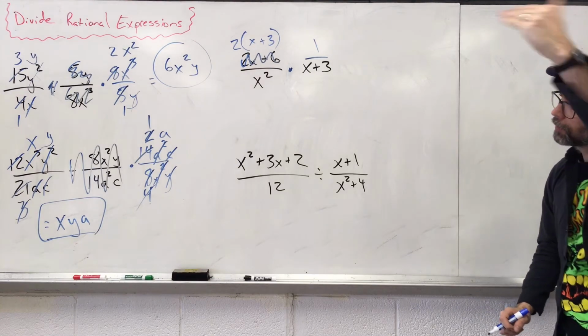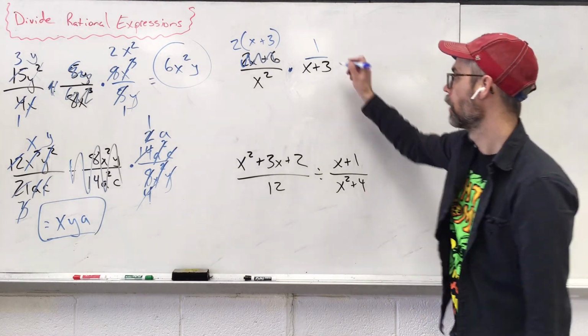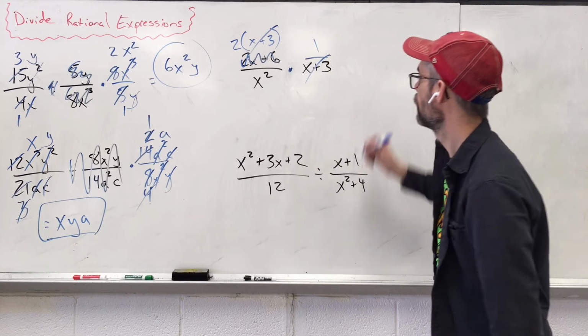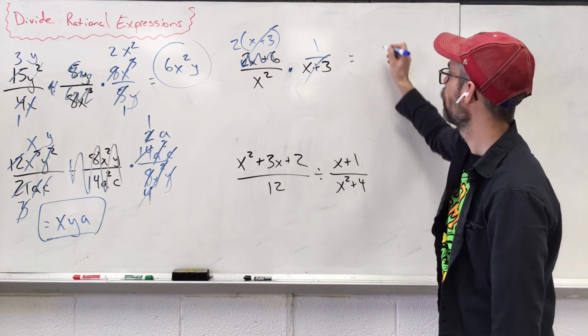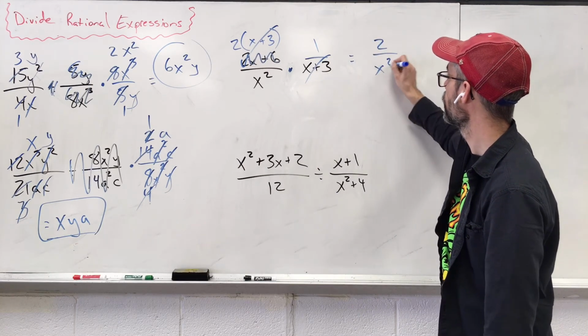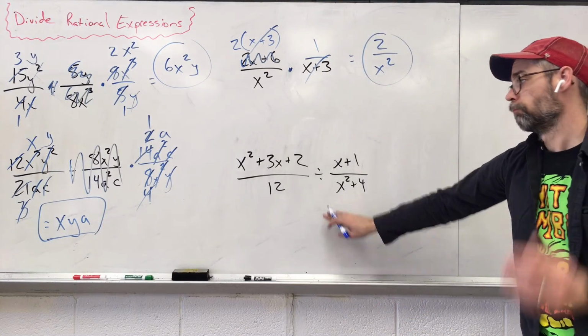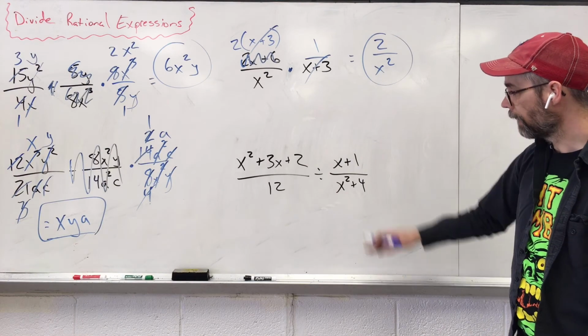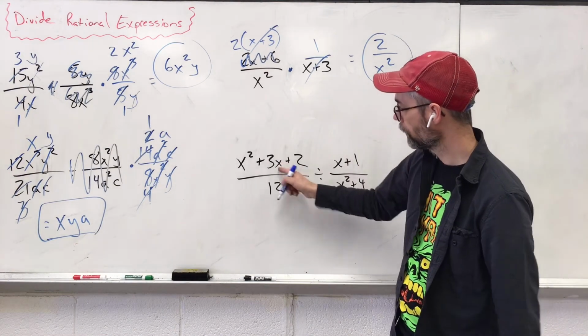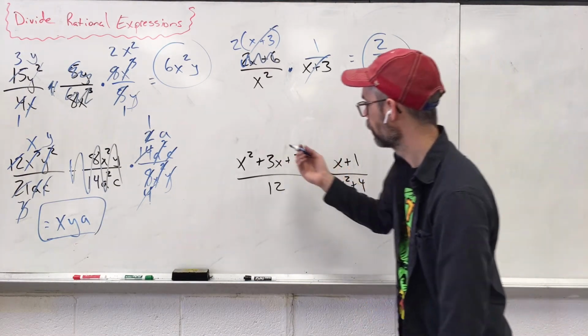Now, do you have anything up top and anything on bottom that's the same? X plus 3, x plus 3. And that's pretty much all. You're left with 2 over x squared. Just got to factor stuff. Well, we got to factor and we've got to move. So let's factor this first one.